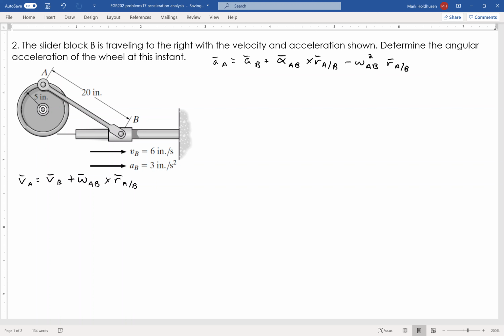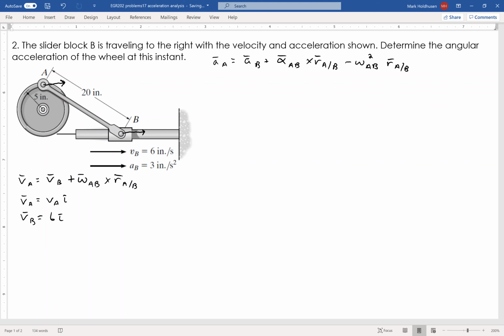What I know right off the bat is that, again, B slides to the right, which means it's pulling on A, so the velocity of A is also to the right. It's going to be tangent to that curve. So the velocity of A is just going to be in the I direction. Don't know what it is, but I know it's in the I direction. Now the velocity of B is given to me, and it is 6 in the I direction.